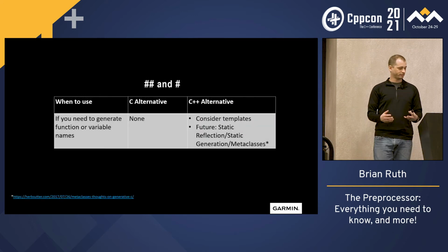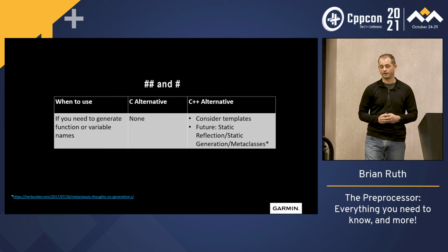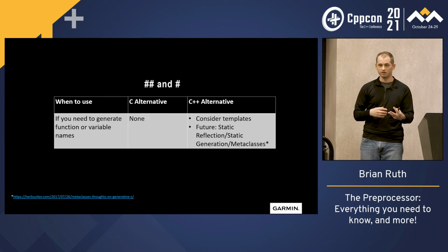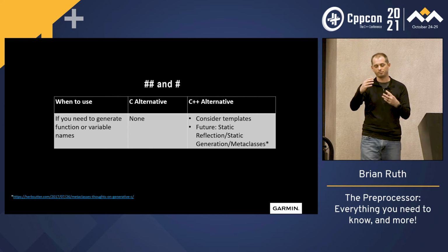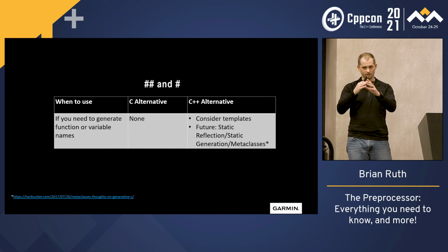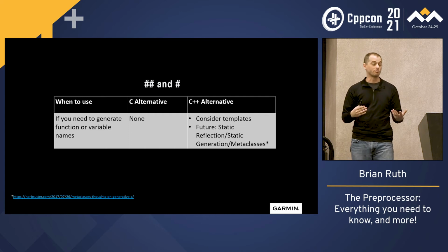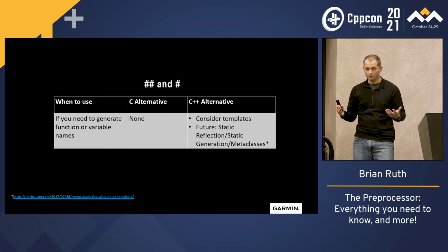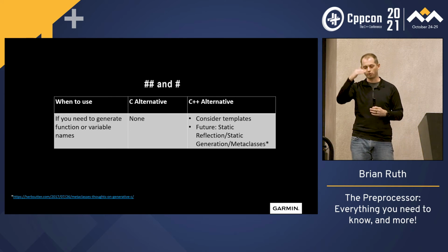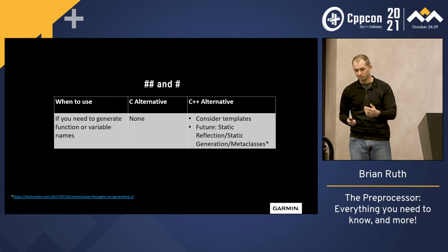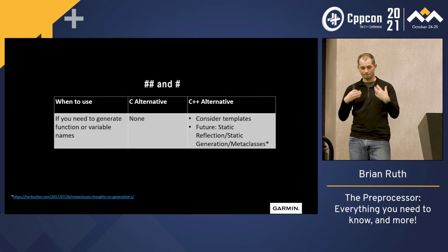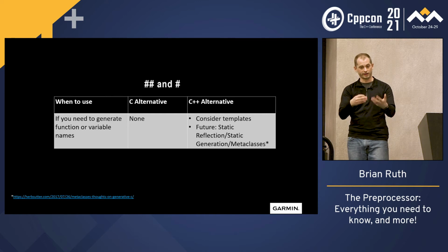So when to use double pound and pound. If you need to generate function or variable names, so if in code you need to generate and stamp out classes or functions or things like that, it basically replaces a lot of boilerplate code. In C, there's really no alternative to do this. So if you've got a long table of things or there's a lot of boilerplate to set something up, a lot of times it's common to see these stringification and concatenation preprocessor directives to generate this code.